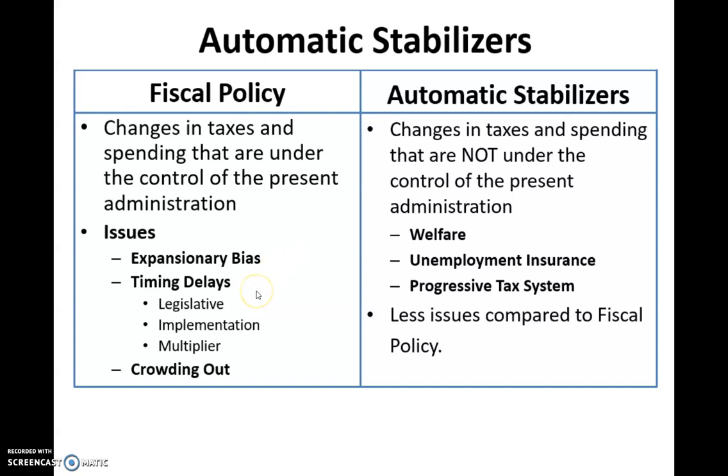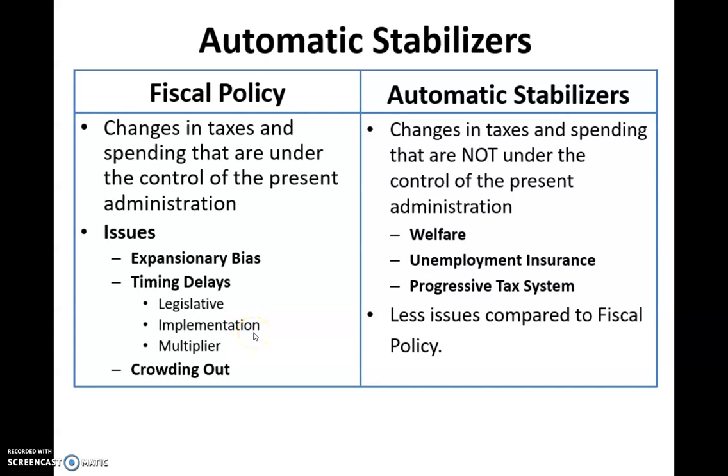Another issue is timing delays. It takes time to get fiscal policy to actually work in the economy. There's what we call a legislative delay, which means if we go into a recession, the government has to agree on what policy to undertake. They have to agree on the tax cuts and the spending increases. The House of Representatives does, the Senate does, and then ultimately the president does. And that takes time.